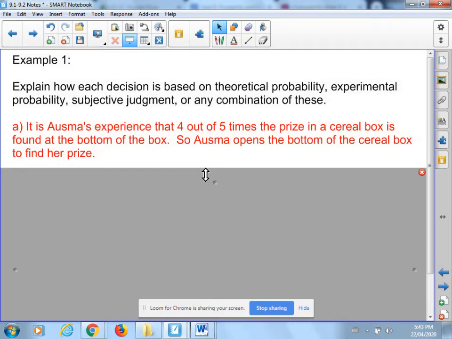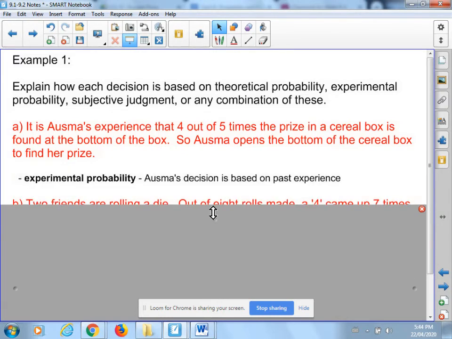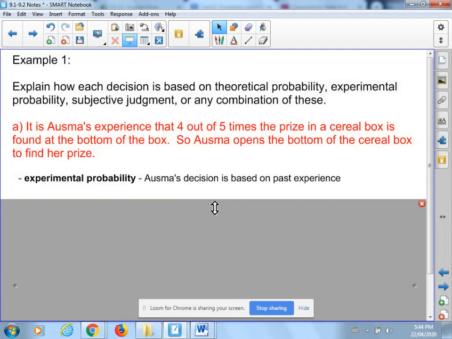It is Ozma's experience that 4 out of 5 times the prize in a cereal box is found at the bottom of the box. So Ozma opens the bottom of the cereal box to find her prize. That is experimental probability. She based her decision on what did happen, not what should, but what did in past experiments.